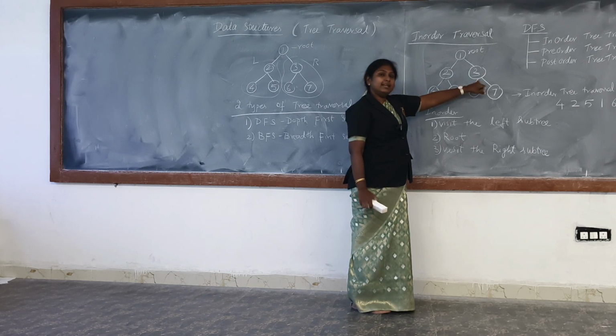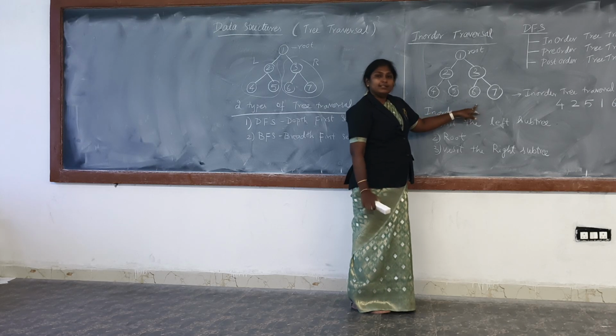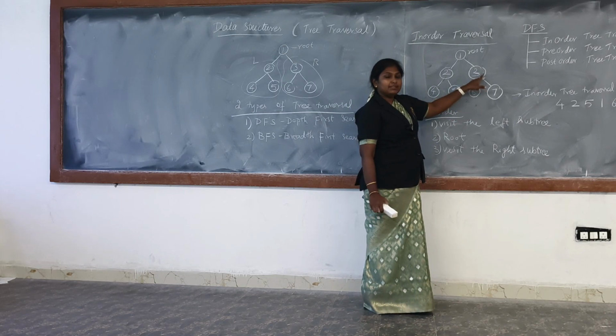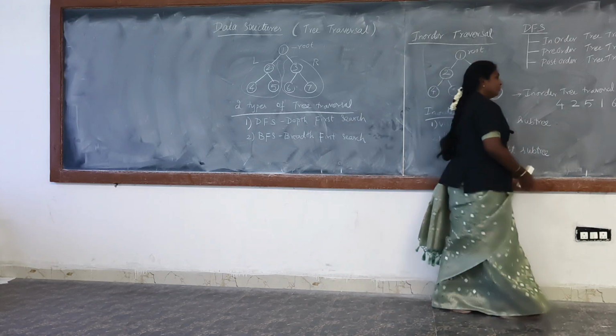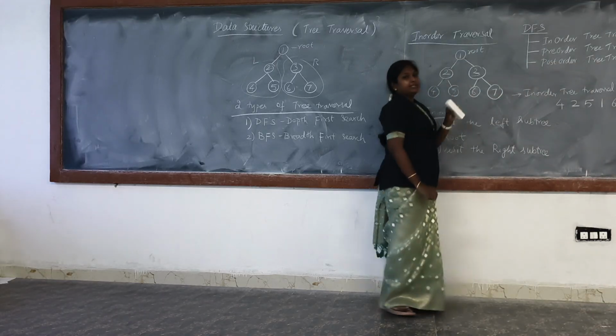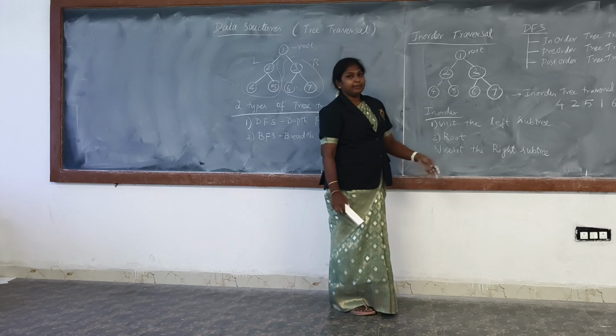Okay, 3 has sub branches, so move on to the left branch. 6, no more branches for 6, so visit 6 and then move on to the root 3 and then move on to the right subtree, which is 7. Okay, so this is the in order traversal for this specific tree. So this is how in order traversal happens.